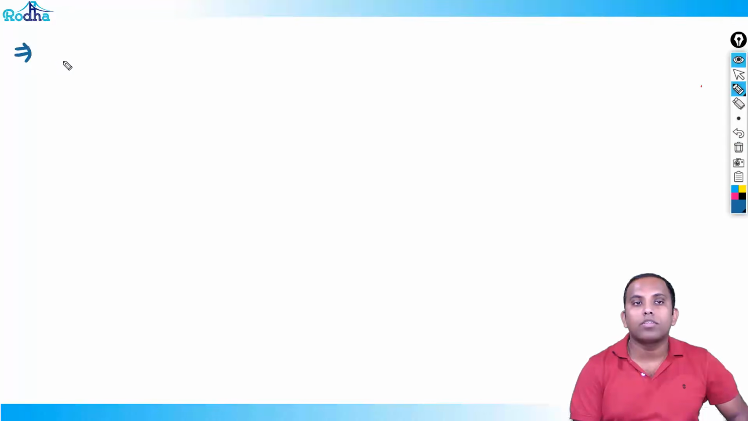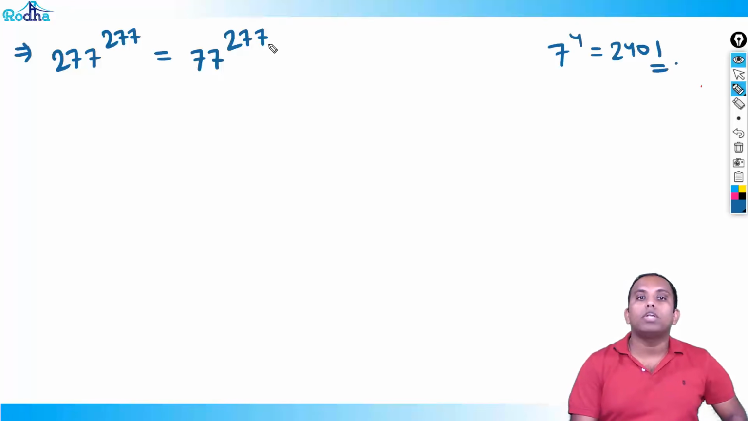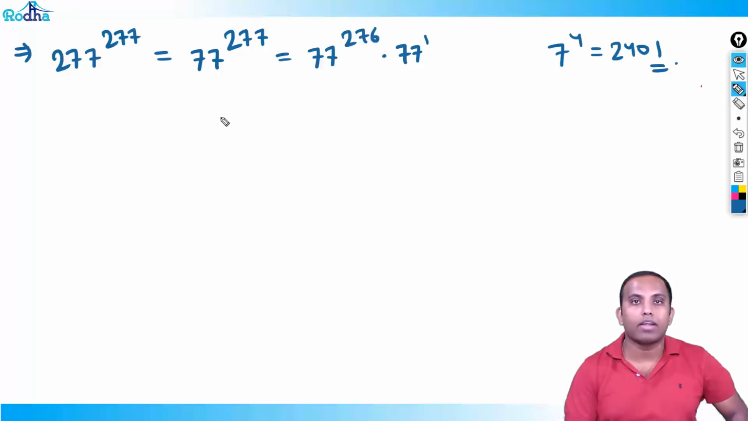Question was 277 raised to 277. So I should simply write 77 raised to 277. Now I should convert it into 7 raised to 4, which ends in 1, that is 2401, so ending in 1. So I want to end in 1, so I should write 77 raised to 4. But 277 is not a multiple of 4. So directly I can't write, right? Directly I can't write. So what should I do? 77 raised to 276 into 77. I can write like this.